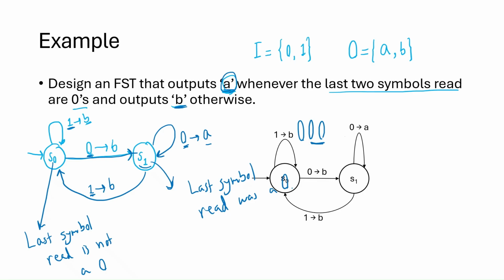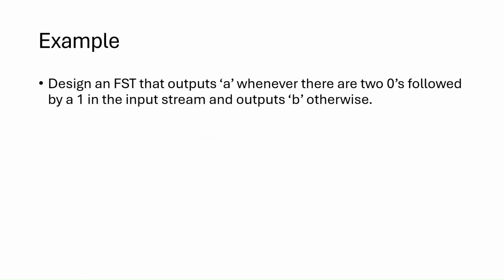And here's a cleaner version of that same machine. Okay, next example. Along the same lines, we want to design a finite state transducer, and the behavior that we expect is whenever the machine sees two zeros followed by a 1, it outputs an A, and otherwise it outputs a B.